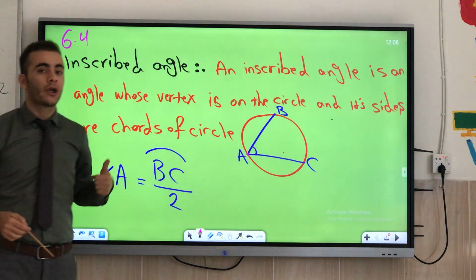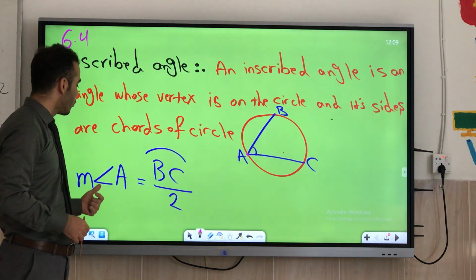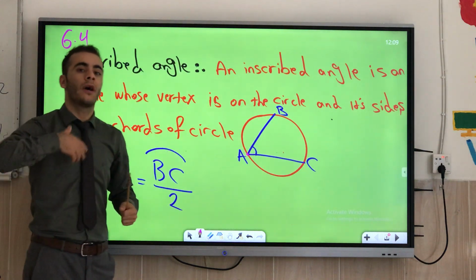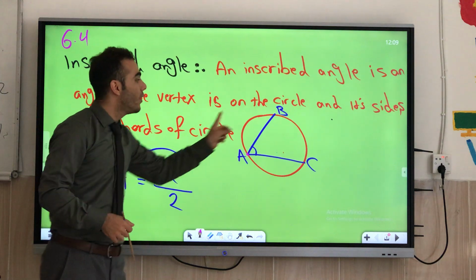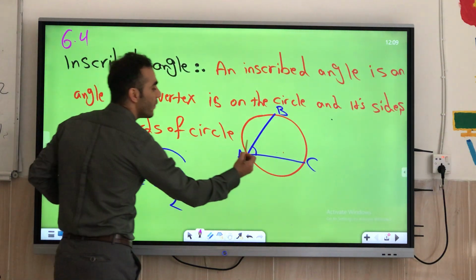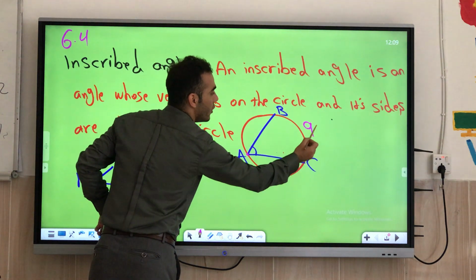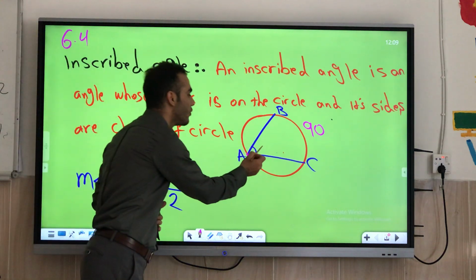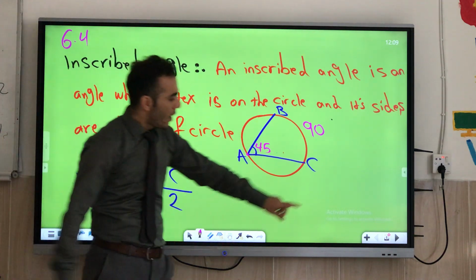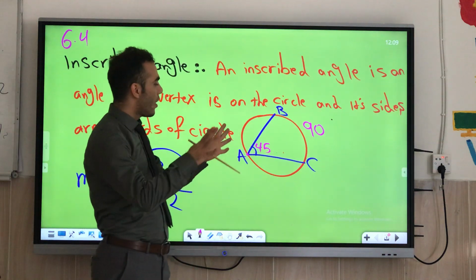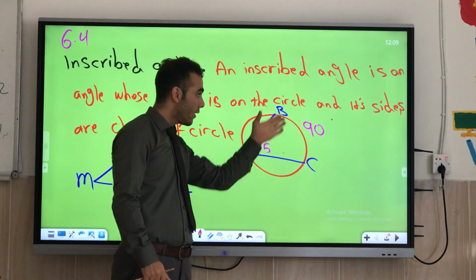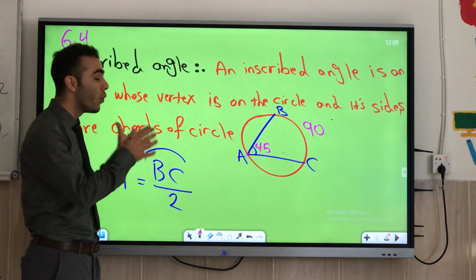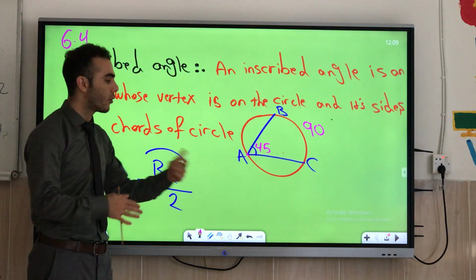And always the measure of an inscribed angle is equal to the arc across from it divided by 2, or in other words, half of the arc across from it. For example, if the arc is equal to 90, the inscribed angle is half of that arc, which is going to be 45. Well, an inscribed angle is an angle whose vertex is on the circle and whose sides are chords of the circle, and its measure is always half of the arc across from it.